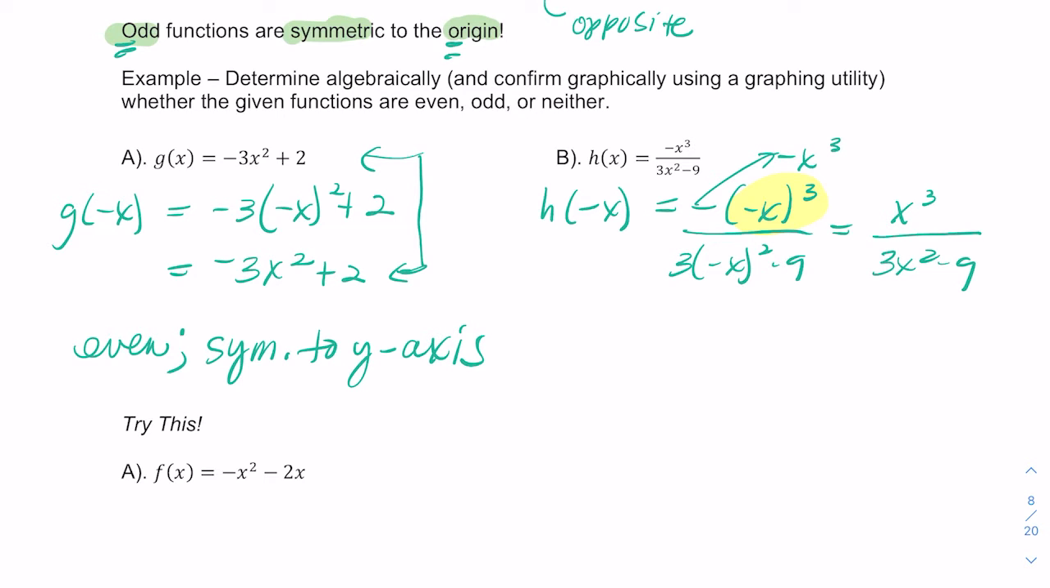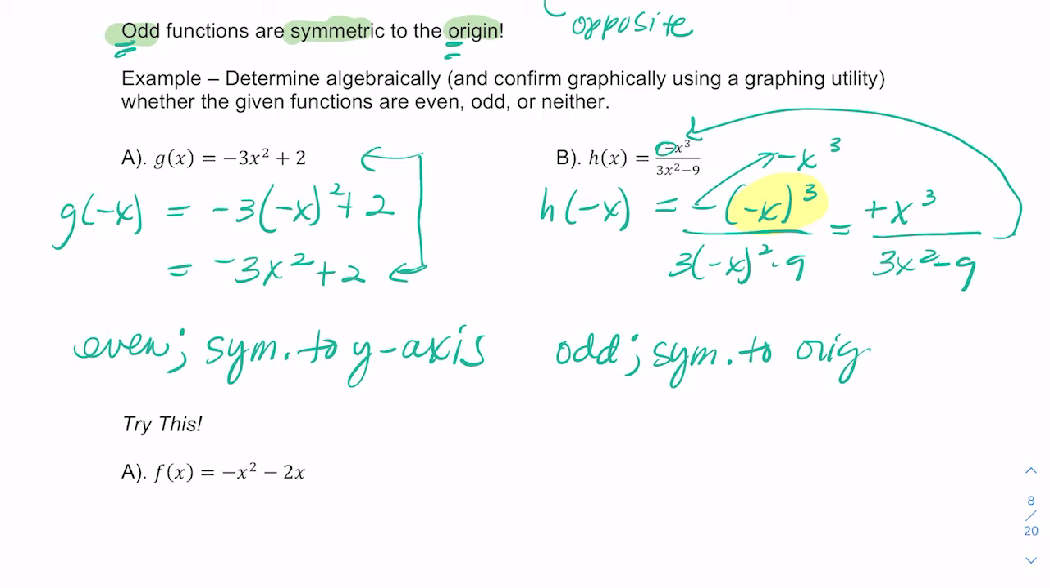Now compare your answer with the original function. Are they the same? As you can see, they're not. This one had a negative, this one has a positive, and the denominator is exactly the same. So they're opposite each other. One's negative, one's positive. Since they're opposite, they are odd. And when you have an odd function, it's symmetric to the origin. O for odd, O for origin.